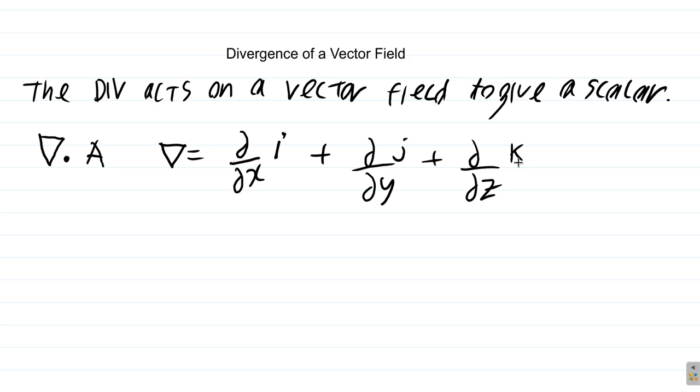Now, nabla can't stand by itself. It's waiting on something to act on. Just like when you say sine or cosine or tangent. If you say the sine, then I would ask you, the sine of what? Because you have to have an angle and you find the sine of the angle. So if you say the divergence, divergence of what? Well, it's divergence of a vector.